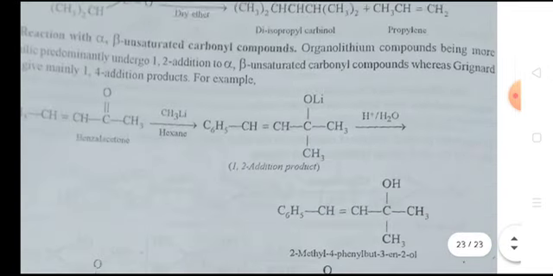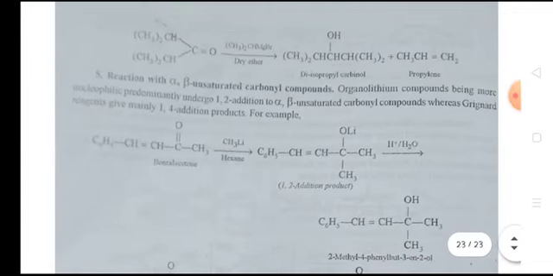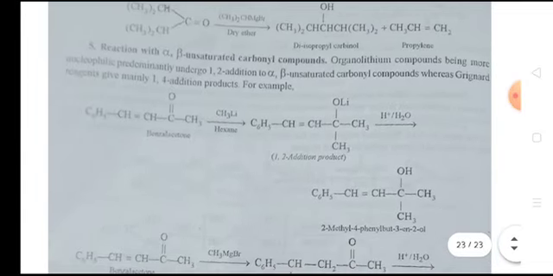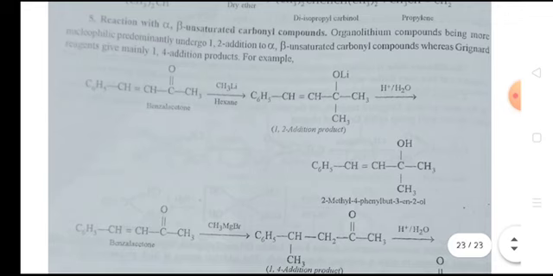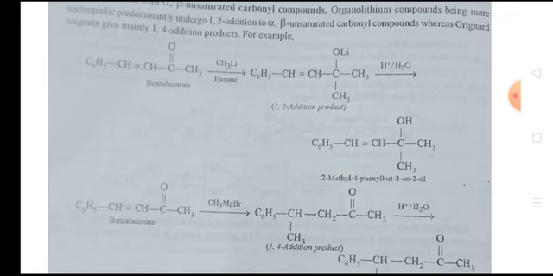Reaction with alpha beta unsaturated carbonyl compounds. Organolithium compounds, being more nucleophilic, predominantly undergo 1,2-addition to alpha beta unsaturated carbonyl compounds, whereas Grignard reagents give mainly 1,4-addition products.